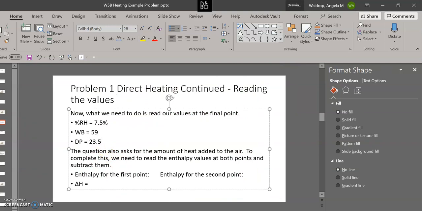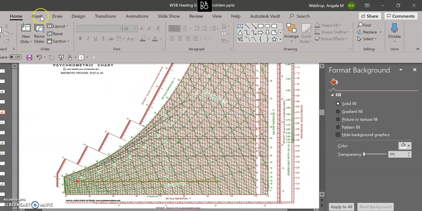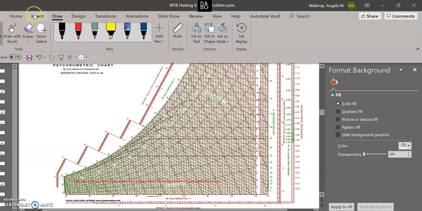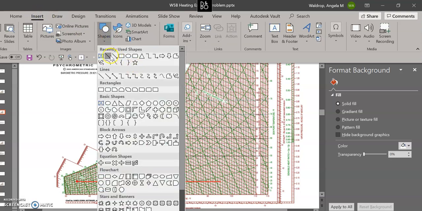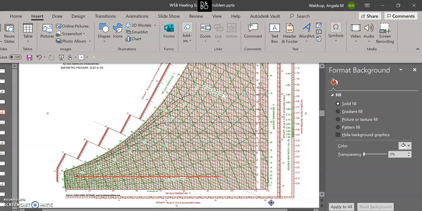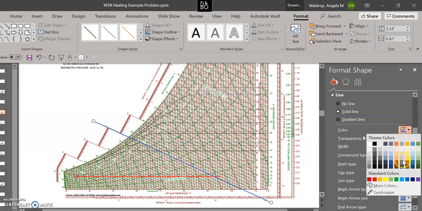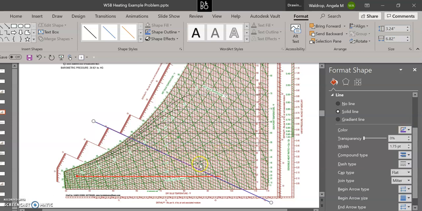23.5. The question also asks for the amount of heat added to the air. To complete this, we have to read the enthalpy values at both points and subtract them. The easiest way to read the enthalpy values is to draw another line. I'm going to use my insert shape tool and draw another line, matching up my 25 here and my 25 there. It's just a nice number to match up. I'll make that line thicker so it's easier to read, and you can change your color to one that's easier to see.